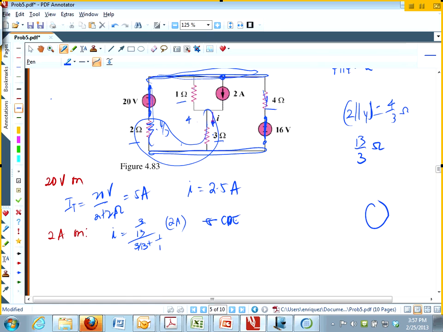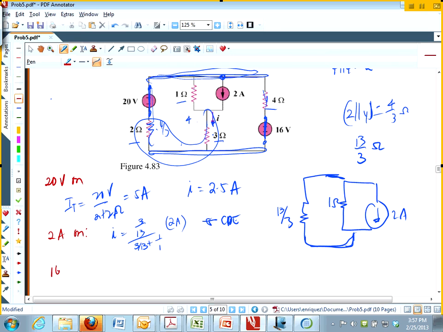Okay, so I redrew it like this. Here's the 2 amps. Here's the 1, and the 13/3 is like this. All the three elements are now just in parallel, right? That's why I'm using the current divider equation. And then finally, what do you do next?